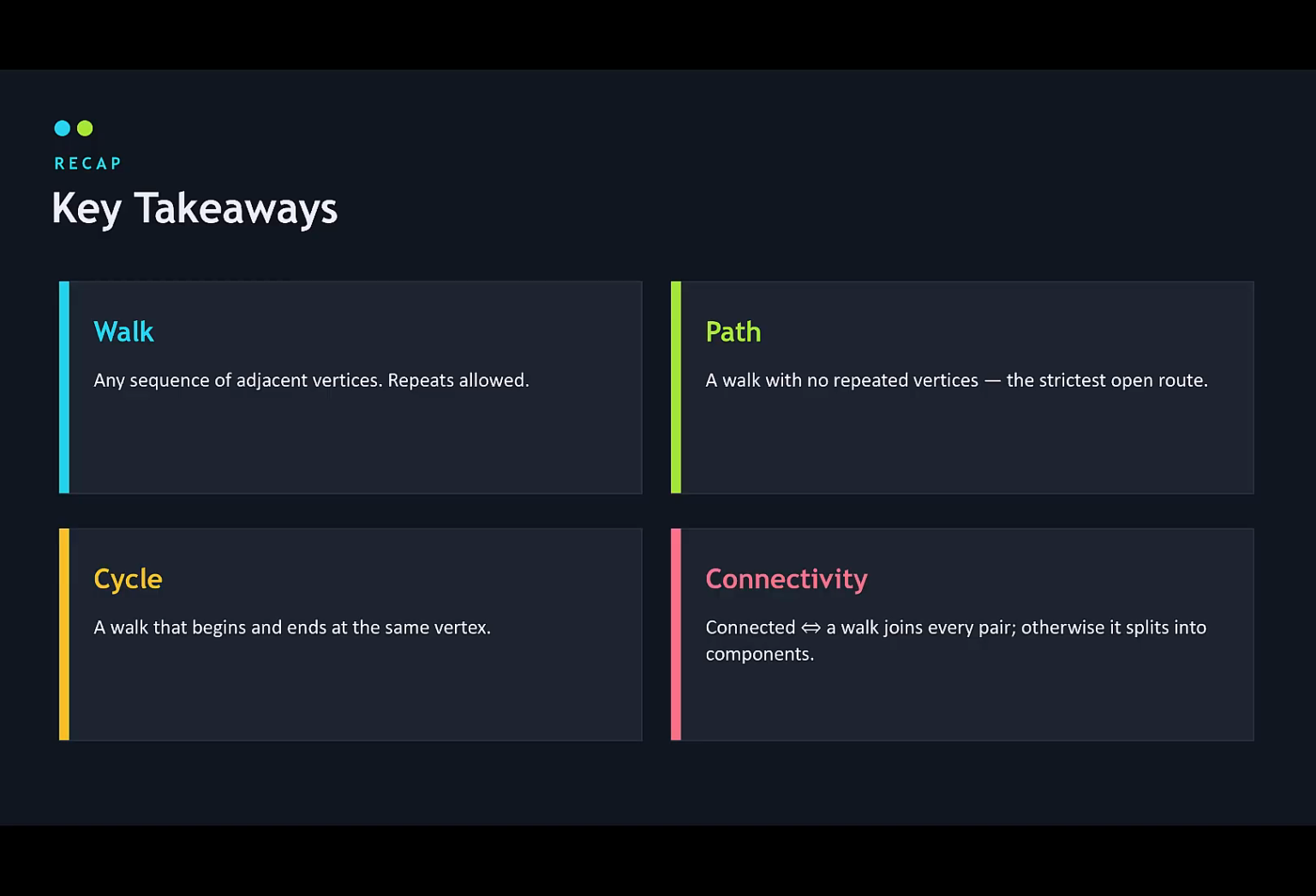When we look at connectivity, connected means we have a walk that joins every pair of vertices. Otherwise, we know that our graph is split into multiple components.